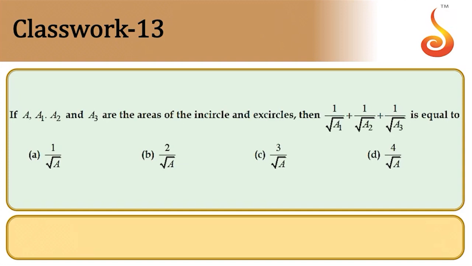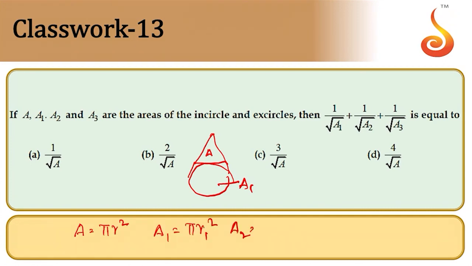Example 13. A, A1, A2, A3 are the areas of incircle and excircles. Previously I showed you, excircle means this is the triangle, this is the excircle. This is A1. Similarly, this is A. Area is this one. So using the formula A equal to pi r square, A1 is equal to pi r1 square, A2 is equal to pi r2 square, and A3 is equal to pi r3 square.